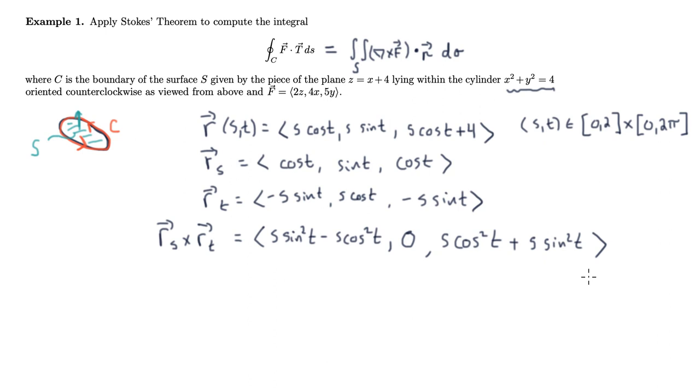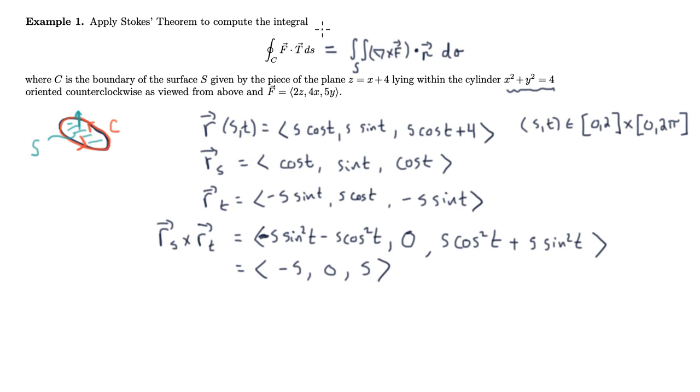Okay, and that looks pretty good. Let's see. This is actually, I'm sorry, this is going to be minus. Just double checking. So this was minus s sine squared t and then minus s cosine squared t. So this actually simplifies. So this is just s and this is minus s. So we have minus s, 0, s.